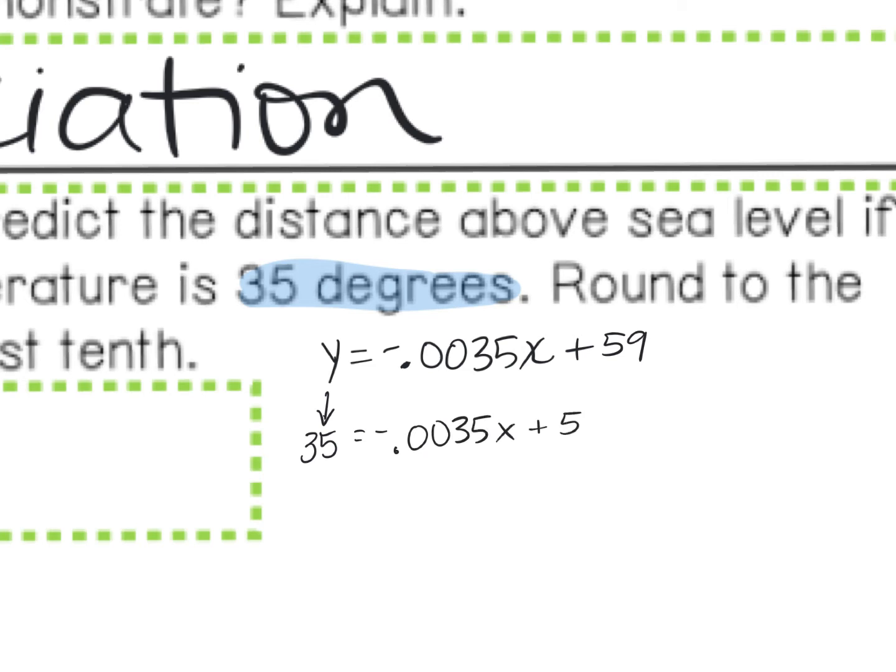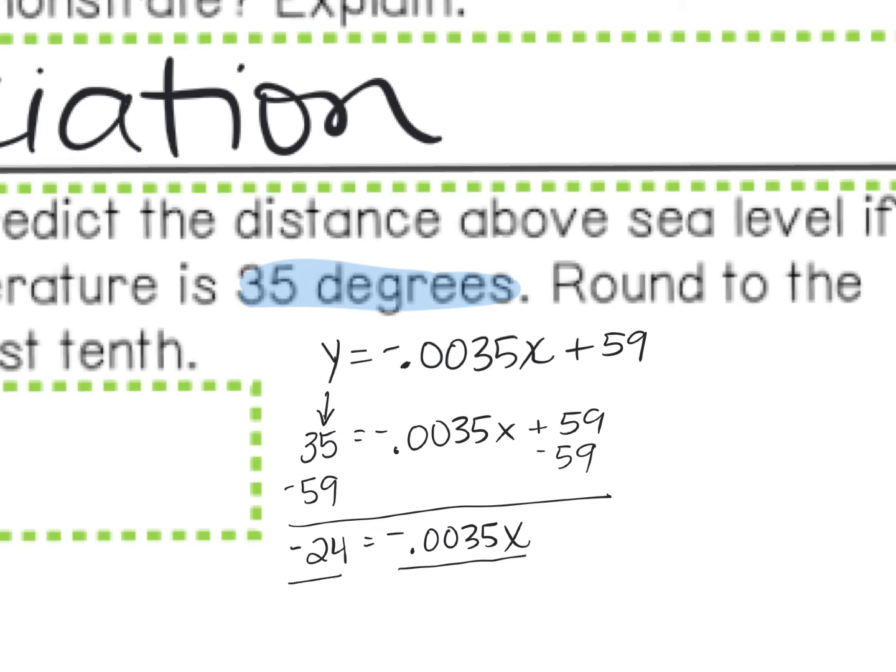Two-step equation. I'm going to subtract 59 first. You get negative 24 is equal to negative 0.0035x. My last step here is to divide both sides by negative 0.0035, just like hands-on equations, right? The reason I do this is because that will help me isolate the x. Any number divided by itself is 1, and 1 times x is x, and that's what we're looking for. That's how we isolate the variable.